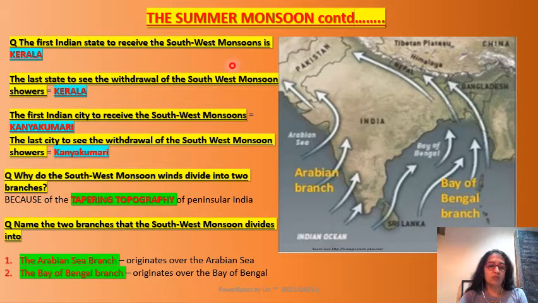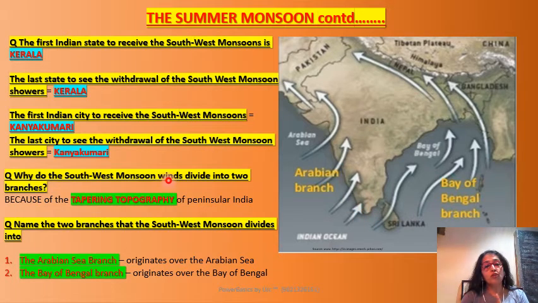The summer monsoon continued. Very interesting. The first Indian state to receive the southwest monsoon is Kerala. The last state to see the withdrawal of the southwest monsoon is also Kerala. It retreats from there. The first Indian city to receive the southwest monsoons, Kanyakumari. The last city to see the withdrawal of southwest monsoons, again Kanyakumari.